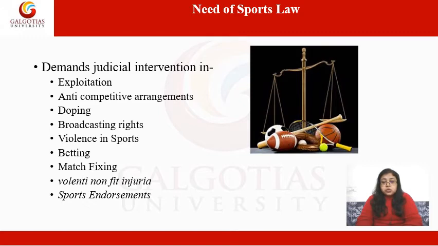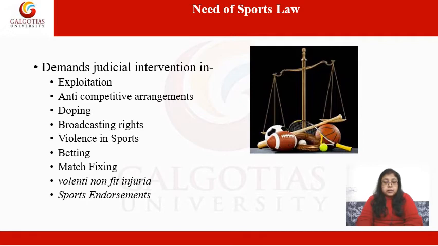Then violence in sports. While playing on the ground, one player may be violent against another player. So the referee has to be there to look into it, and obviously the referee also has to follow certain rules and regulations, because the referee also cannot be the pinnacle of justice in that case. Different violence may happen at different points of time. Outside the ground also there may be certain violence which may happen.